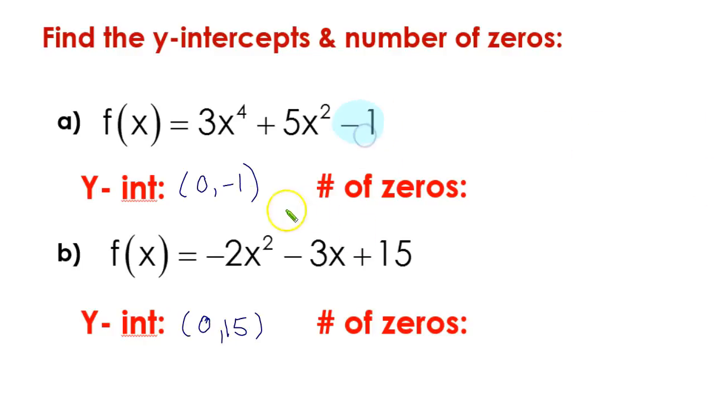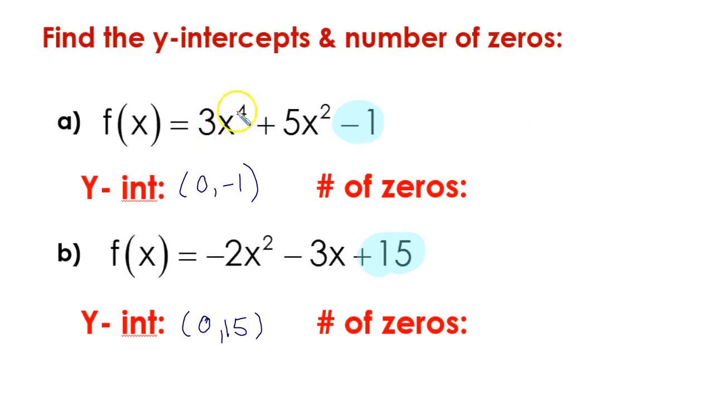Ezra, there's -1, and there's 15. And you're like, okay, well, I can do that. I know the constant term is my y-intercept. Well, let's talk about why that happens. I want you to remember that to find a y-intercept, you let x be 0.